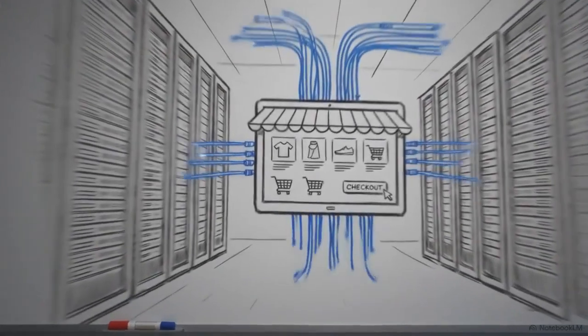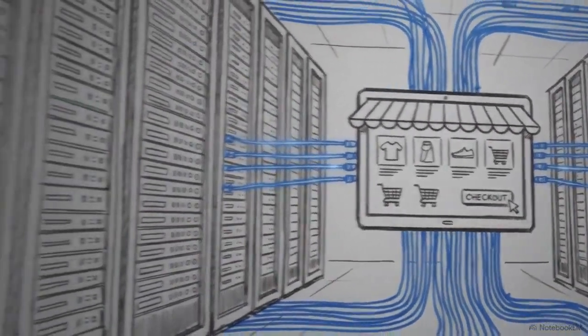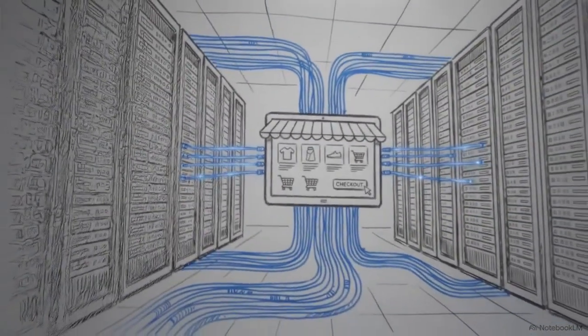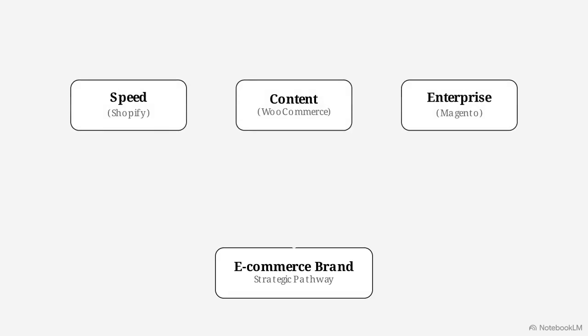The foundational infrastructure you select for an online store dictates your long-term profit margins and sets the absolute ceiling for your technical growth. Selecting a platform is an operational commitment. You are locking your business into a specific way of handling data, fulfillment, and customer acquisition. This decision tree maps 3 primary pathways: speed to market, organic content, or custom enterprise technology.